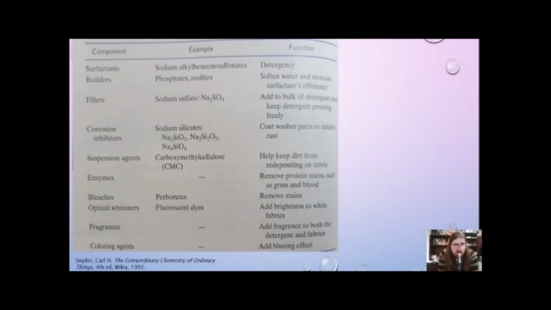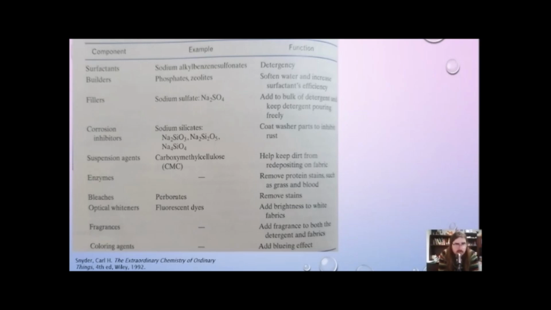Now, number 3 ingredient is the stupidest of all. It's a filler. Sodium sulfate is the most common filler. The number one reason it was added is to provide bulk to the detergent. So the consumer thought they were getting more bang for the buck. I wanted to get the most amount of detergent I could for my money. Well, you had a lot more filler in there. You don't need nearly as much.